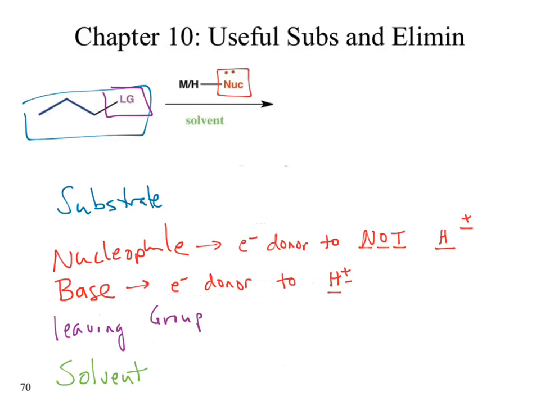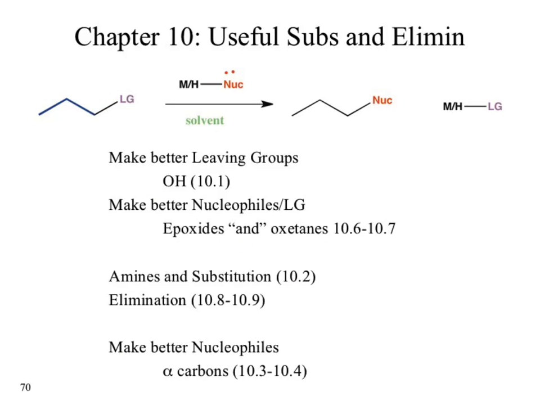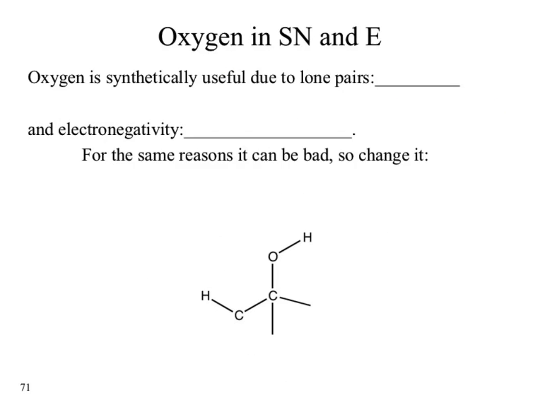Okay. So chapter 10 goes through and says, well, how can I make a better leaving group? How can I make better nucleophiles? What do amines and substitution do for us? And then how can I make better nucleophiles in general? So we're looking at different ways to approach the individual pieces of substitution and elimination and how those things shift out. Okay. So oxygen in substitution and elimination.